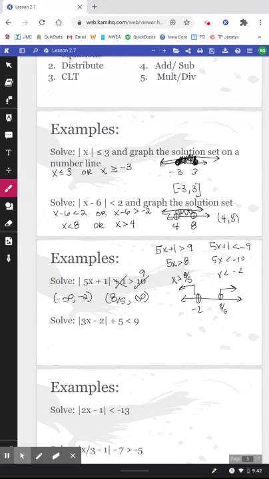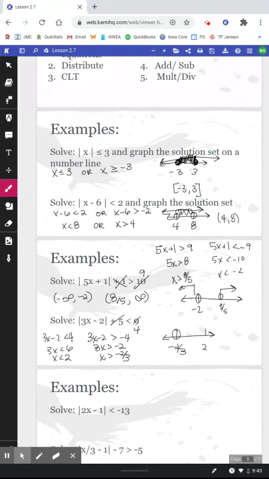Okay, on the next one, again, the first thing I need to do is subtract 5 from both sides. So that would leave me with 4 over here. And now I can set up my two equations. So I set up 3x minus 2 is less than 4, or 3x minus 2 is greater than negative 4. Add 2, which would be 3x is less than 6. Divide by 3, which is x is less than 2. Add 2 over here, 3x is greater than negative 2. Divide by 3, which is negative 2/3.